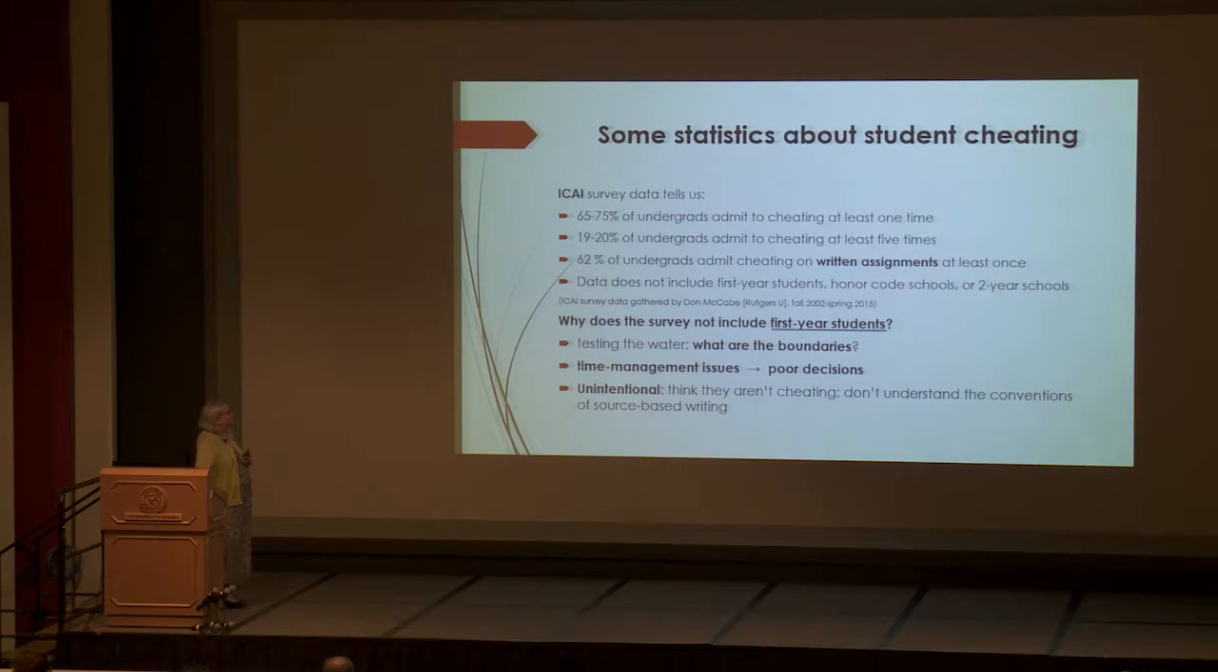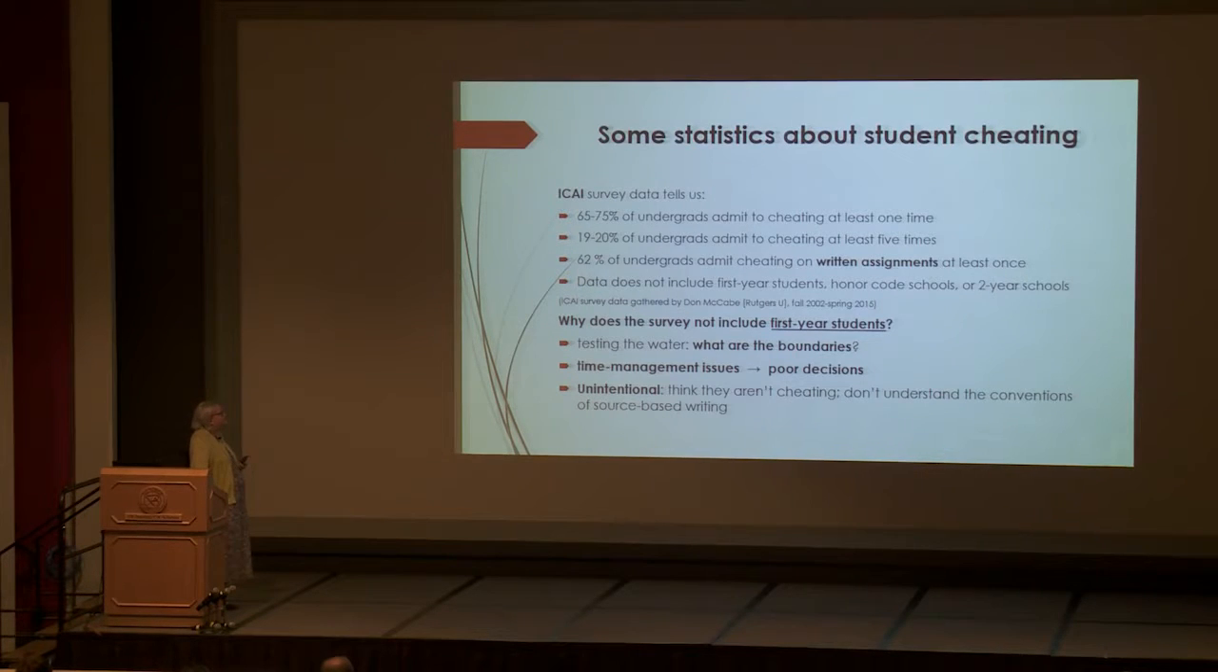19 to 20% admit to cheating at least 5 times. Now that's 20%, right? That's 1 in 5 cheat regularly, okay? We hear, oh, everybody's doing it, everybody's cheating, but that's really, I think, a small number. I think it's a large number who cheat one time, but think about your freshman experience. And, you know, that sort of changes the numbers.